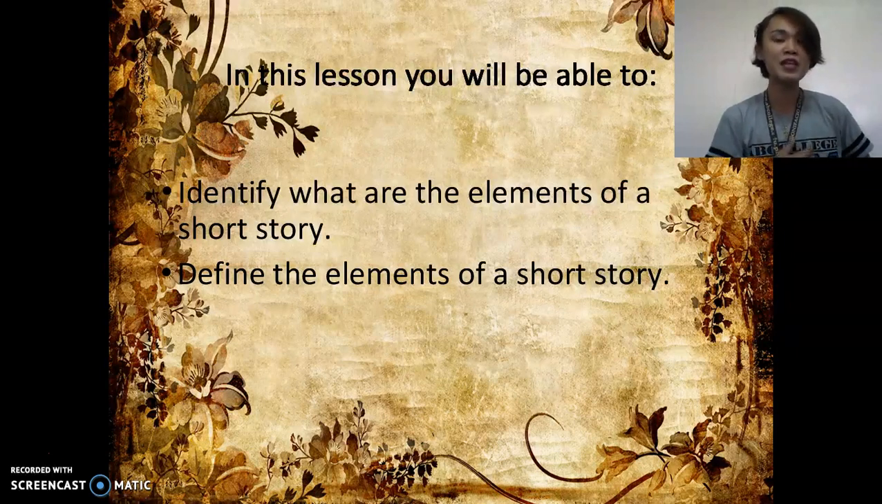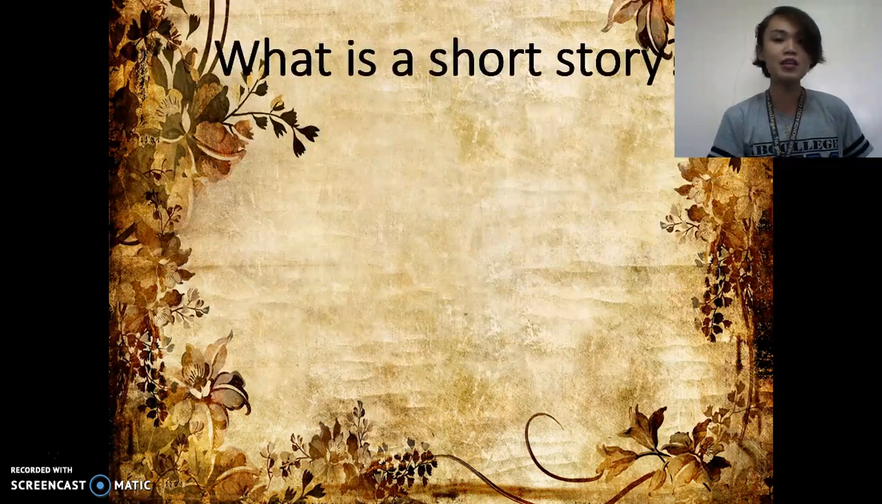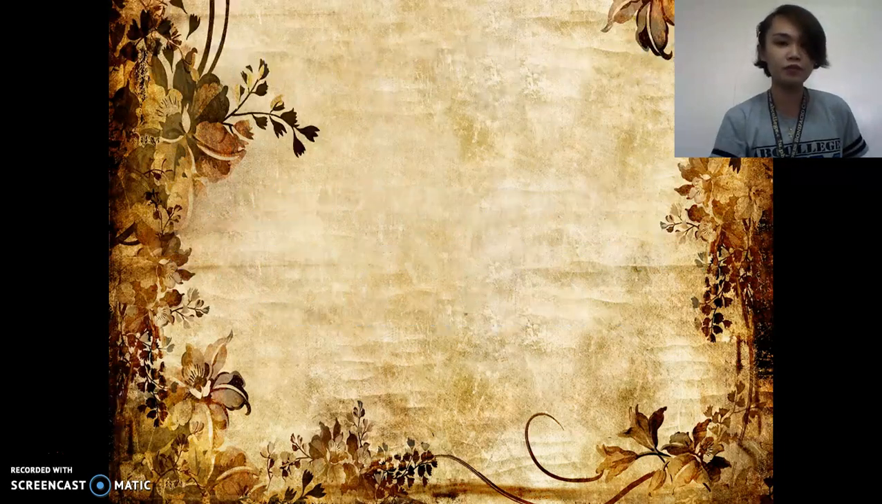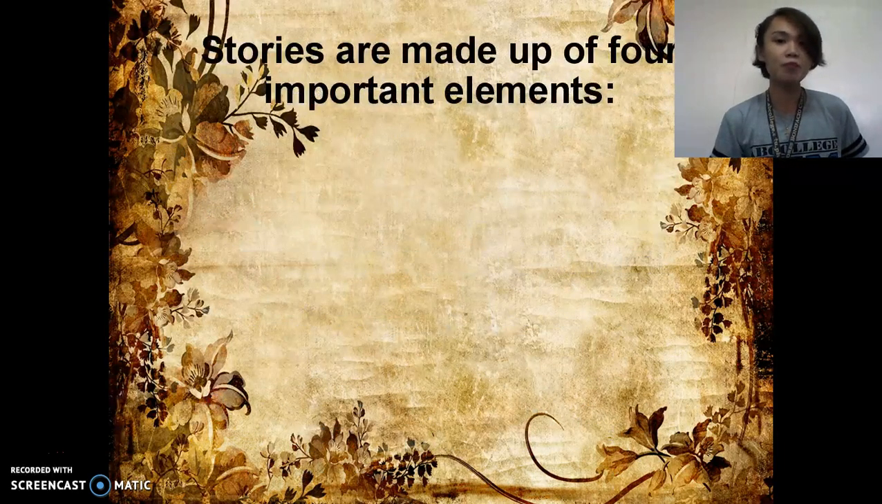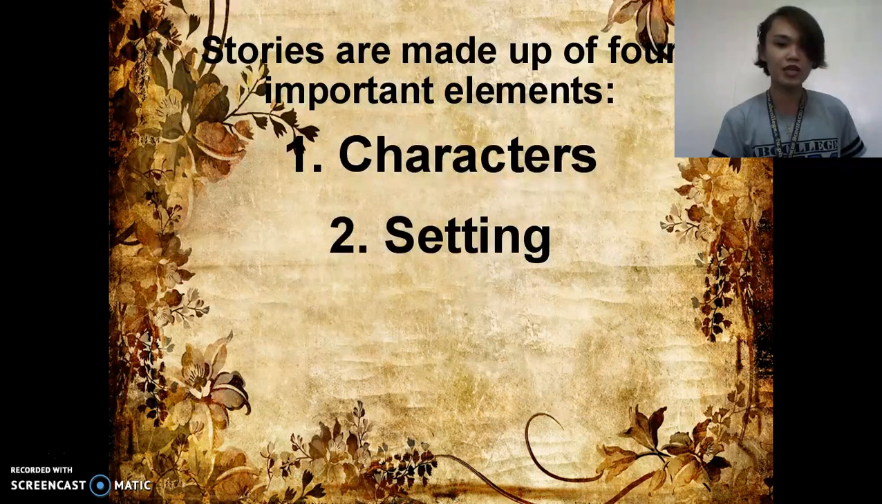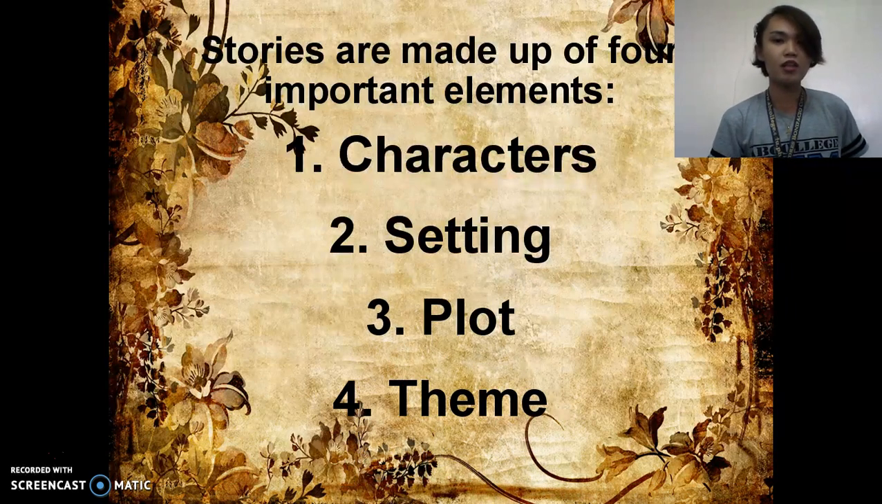But before I present to you the elements of a short story, let us first define: what is a short story? A short story is a piece of prose fiction that can be read in one sitting. It is usually shorter than novels. Stories are made up of four important elements. These are characters, setting, plot, and theme.